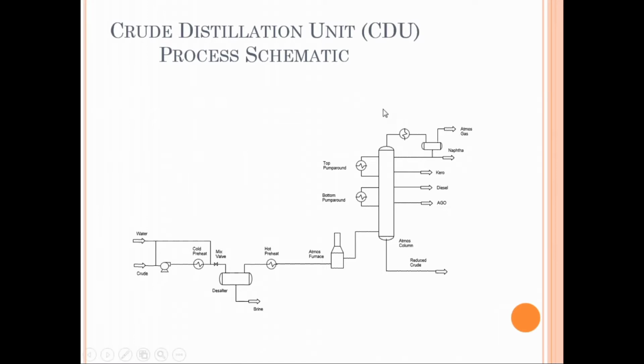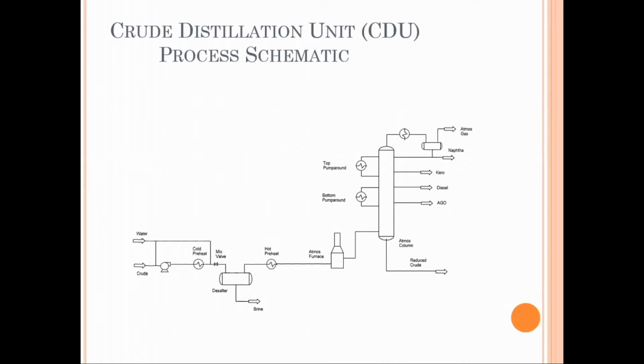At the fractionating column, we now have the collection of different products, like you can see here. You are getting atmospheric gas, naphtha, kerosene, diesel, AGO, different products. And then you have the reduced crude, the heavier products, collected at the bottom. So that's just a simple diagrammatic illustration of what happens in crude oil distillation.